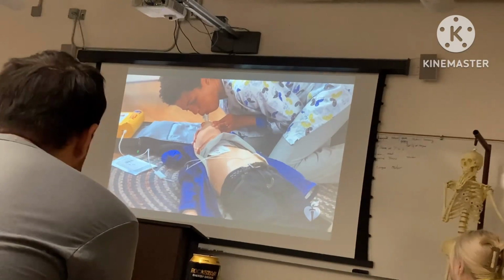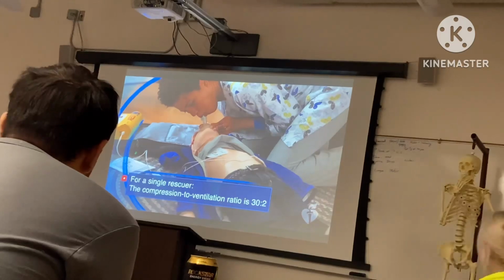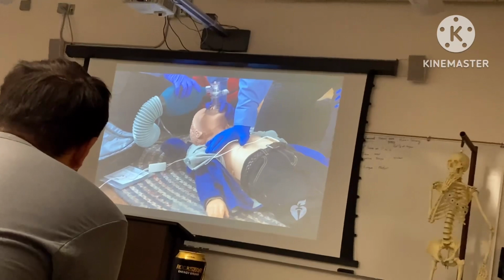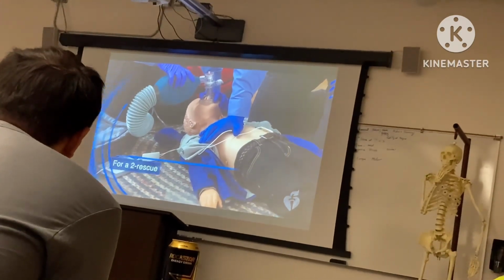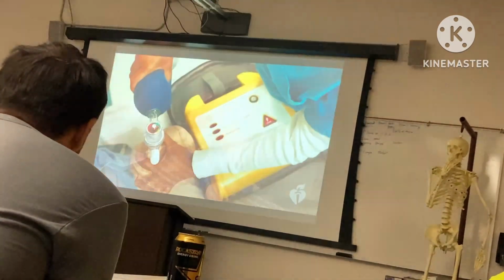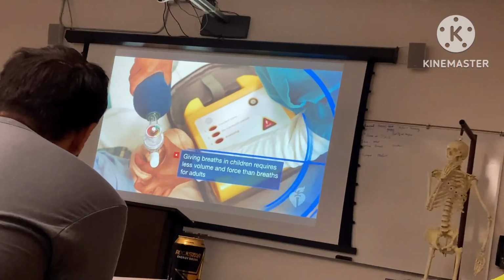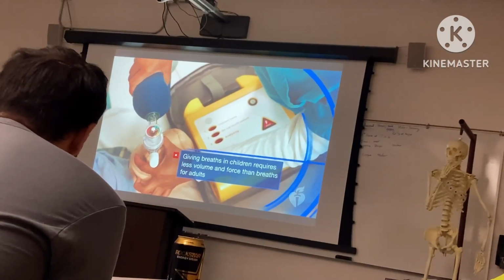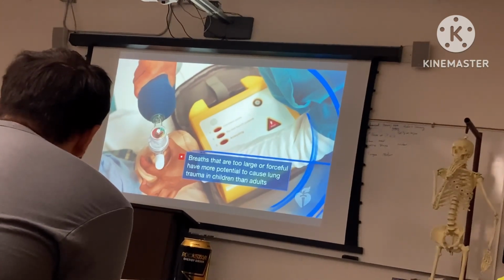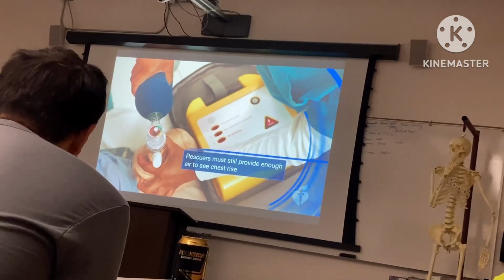Also, whether the victim is a child or an adult, a single rescuer always uses a compression to ventilation ratio of 30 compressions to 2 breaths. However, if you're a 2 rescuer team and the victim is a child, the ratio changes and should be 15 compressions to 2 breaths. It's important to note that giving breaths to children requires less volume and force than giving breaths to adults. Breaths that are too large or forceful have greater potential to cause lung trauma in children than in adults. However, you still need to provide enough air to see the chest rise.